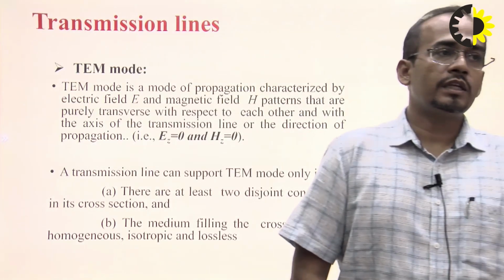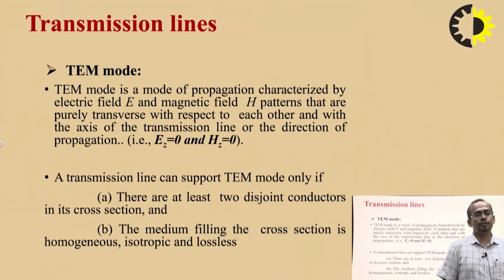What is the TEM mode? TEM mode is a mode of propagation characterized by electric field E and magnetic field H patterns that are purely transverse with respect to each other, and with the axis of the transmission line or the direction of propagation. It means Ez and Hz both are 0. A transmission line can support TEM mode if there are at least 2 disjoint conductors in its cross section and the medium filling the cross section is homogeneous, isotropic and lossless.